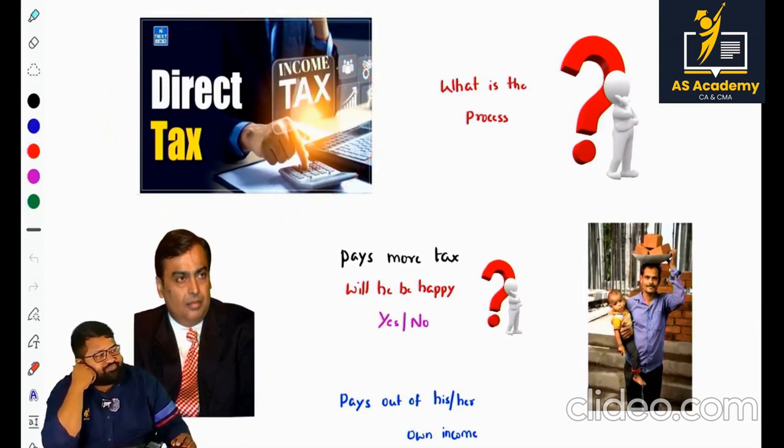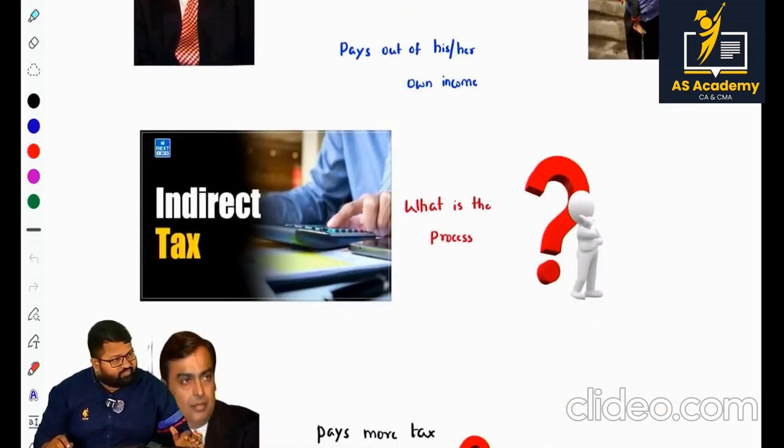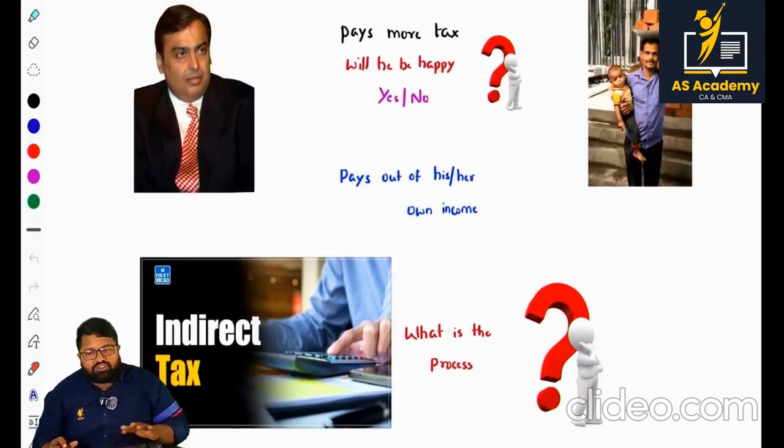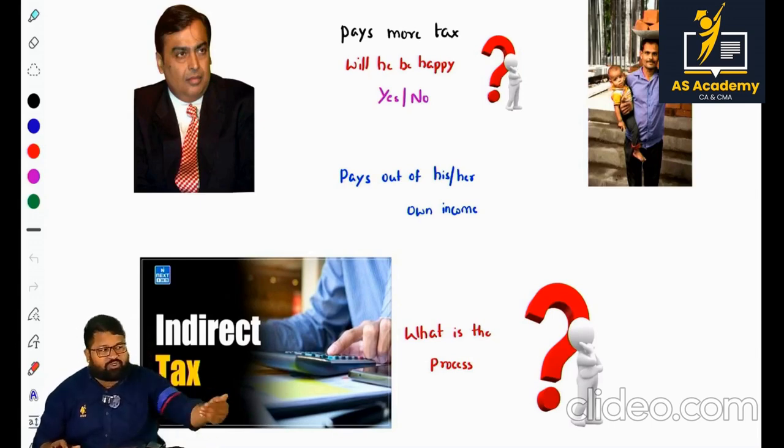Direct tax basic theme: he who has income will pay tax. More income, more tax. But what about indirect tax? Everyone, irrespective of income, has to pay tax. So which is progressive in nature and which is regressive in nature? Direct tax is progressive, indirect tax is regressive.